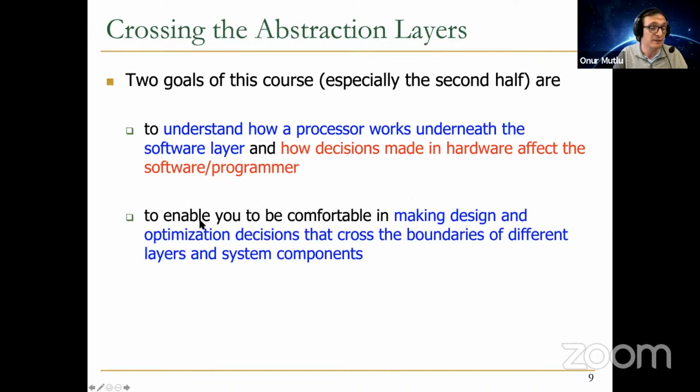And also, hopefully, this will enable you to be comfortable in making design decisions and optimization decisions that cross the boundaries of different layers and system components, because that is really where the innovation is going forward. And I think this is true for any cutting edge industry that is really using computing at the cutting edge. So if you're not bottlenecked by hardware and speed and efficiency, and also the cutting edge security issues, then probably you're not at the cutting edge. I will argue that. This is a bold argument, clearly, but I will argue that if you're okay with the speed of an existing computer, then you're probably not doing something cutting edge.